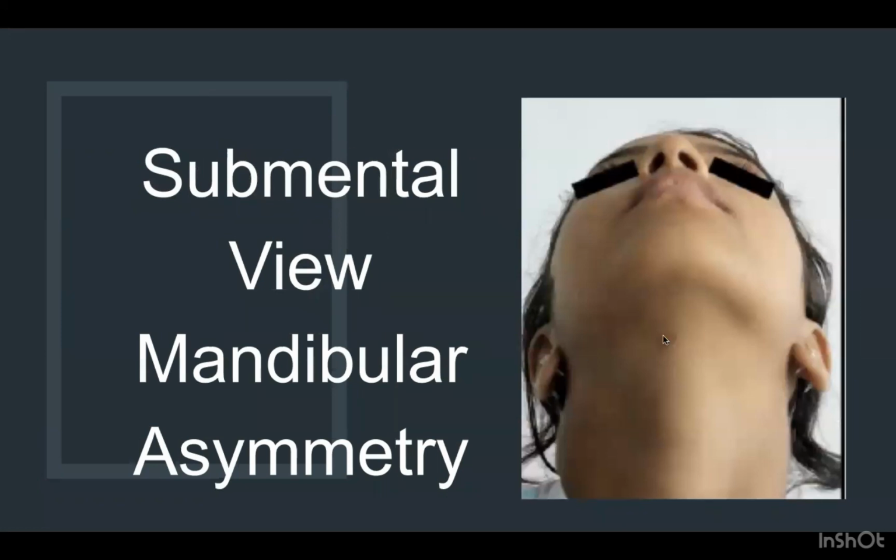Then there is one additional view, which is called the submental view. It should be taken only in the case of facial asymmetry, especially mandibular asymmetry. You can ask patient to look up and you take a picture from the bottom.